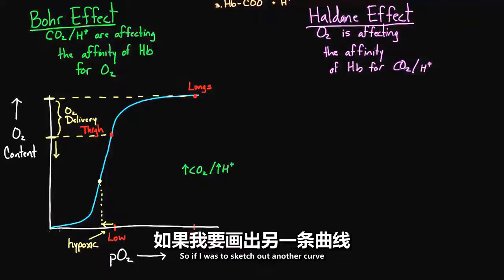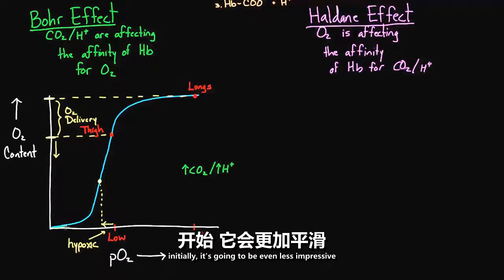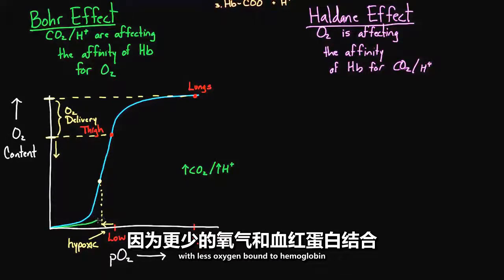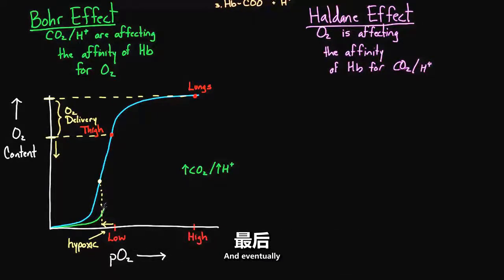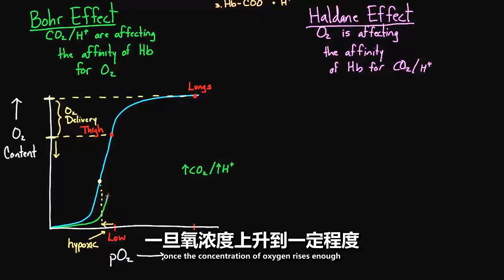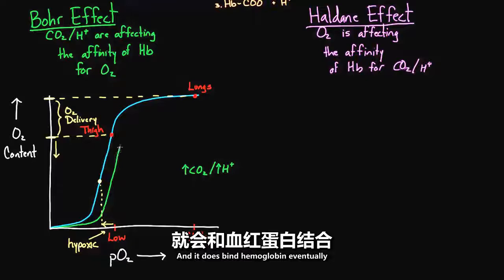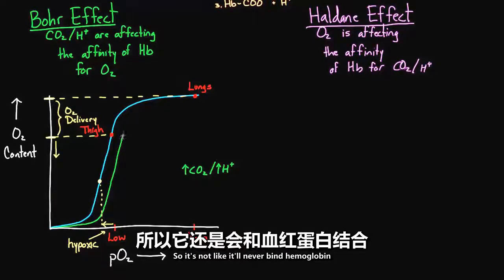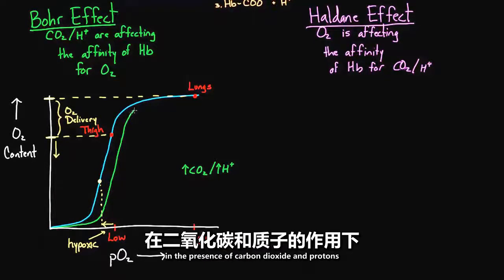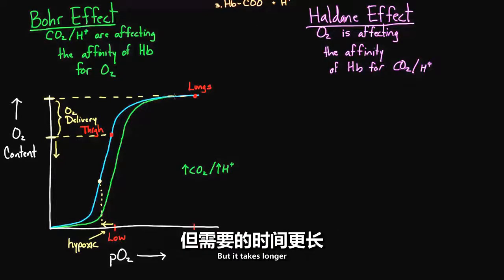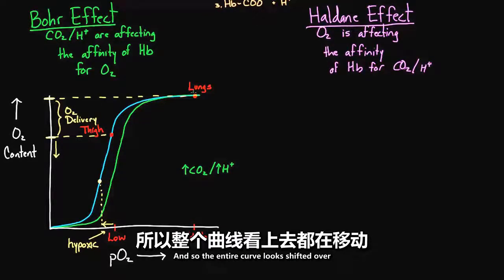So if I was to sketch out another curve, initially it's going to be even less impressive with less oxygen bound to hemoglobin. And eventually, once the concentration of oxygen rises enough, it will start going up, up, up, and it does bind hemoglobin eventually. So it's not like it'll never bind hemoglobin in the presence of carbon dioxide and protons, but it takes longer. And so the entire curve looks shifted over.